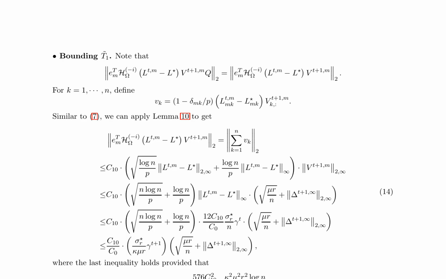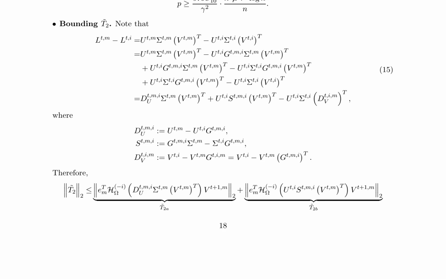Bounding T2 involves expressing LT, MLT, I as the sum of 4 terms, and then bounding each term separately. The bound for T2 is derived as ETMH, I, omega, dt, m, IU sigma t, m, vt, m, t, vt plus 1, m2, which is further simplified to C10 C0, sigma star operator r, kappa micro r, gamma t plus 1, square root, micro r, n, plus increment t plus 1, infinity 2, infinity.